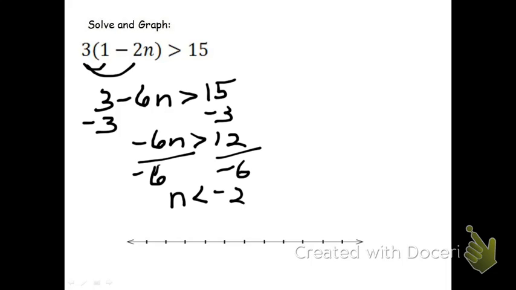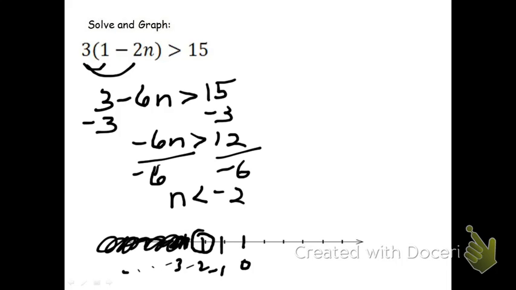So when we graph this, we want everything less than -2. So let's say this is 0 here, this is -1, excuse me, and -2, -3, and so on. So less than -2 means we put an open circle at -2, and we want to shade in everything to the left, less than -2.